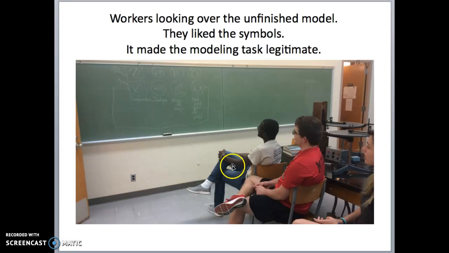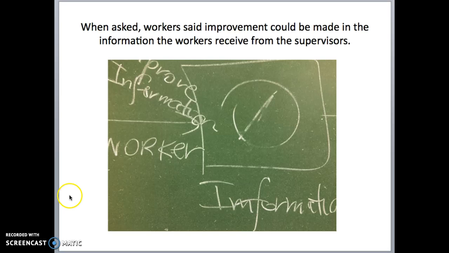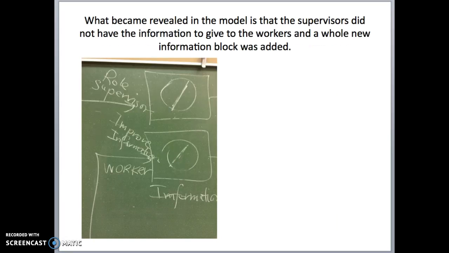So here's my workers where they were looking at this, and this is where we're headed. I said to the workers, well, here's the model, and how would this turn out? And they said, well, what we really would like is a place where we could improve this. They would like to have more information. And having that information box there to point to, they said, yeah, that's really where the problem is. We don't have enough information.